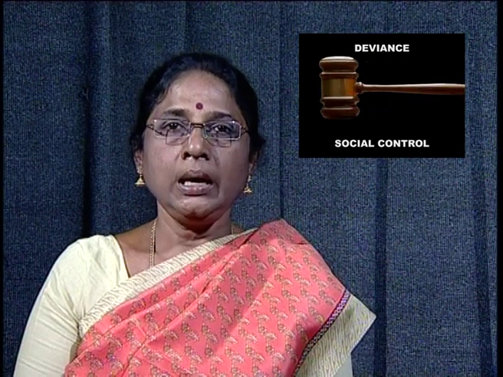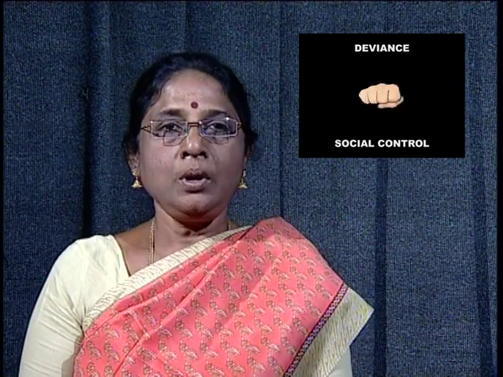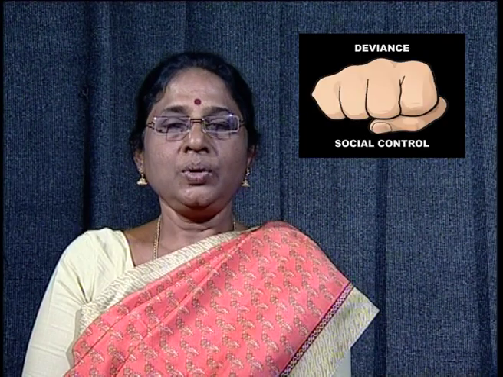Okay, students, in this class I have been talking about deviance and social control. In the beginning I gave you some definitions and also factors of deviant behavior. Then I explained the variations and misconceptions regarding deviance, and in the last part I elaborated some of the theories of deviance.